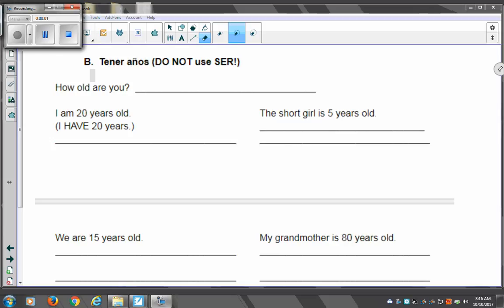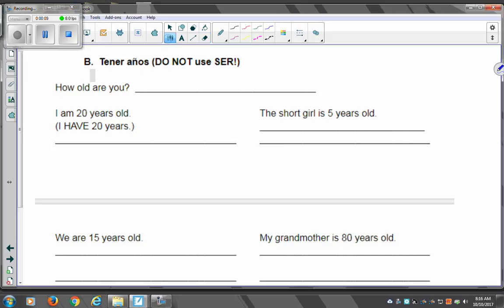Okay, here we go. Hoy, today we are going to talk about tener plus años. In Español Uno, in Spanish One, they taught you that how old are you, probably, is cuántos. Anybody remember the question? Cuántos años tienes? Generally in Spanish One, they don't really tell you what things mean.